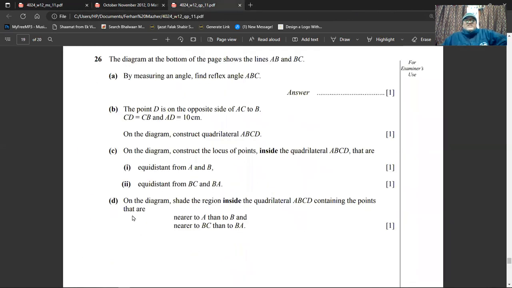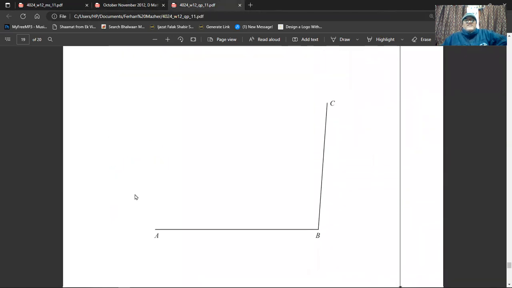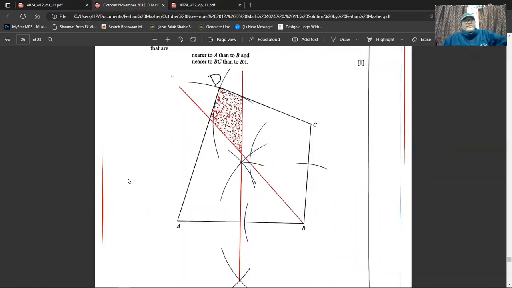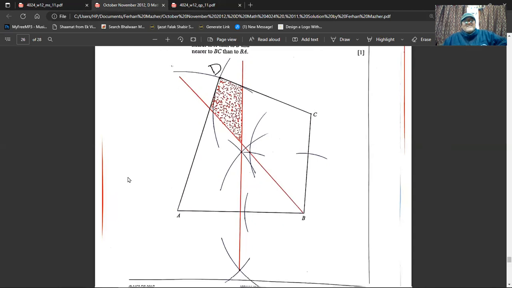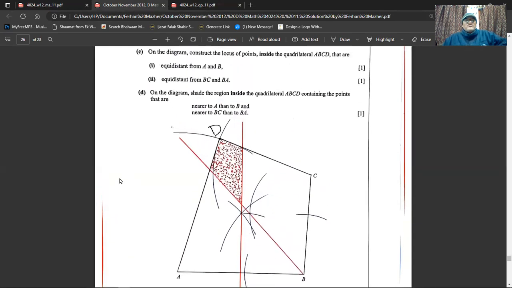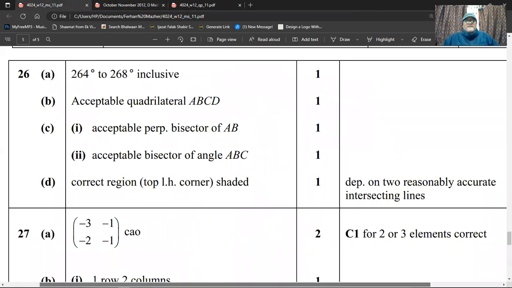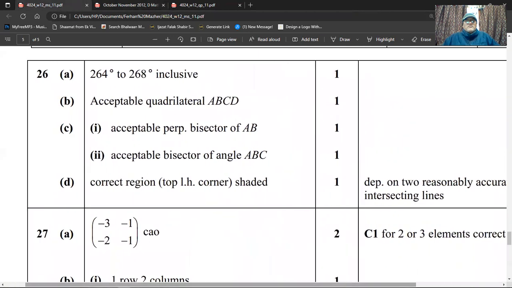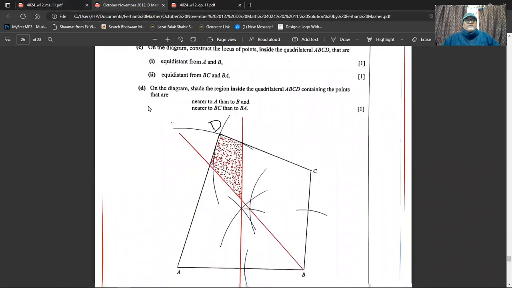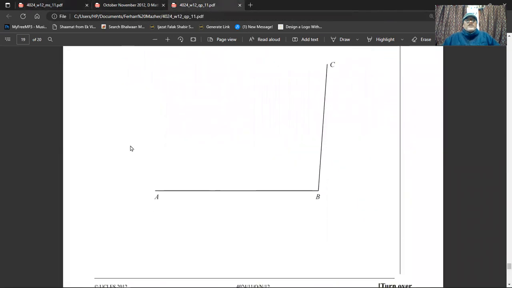That is their question. Okay, so we are done with this, and I hope you understand this. This is our solution, so you can see the answer. Okay, so we are going to the next question.